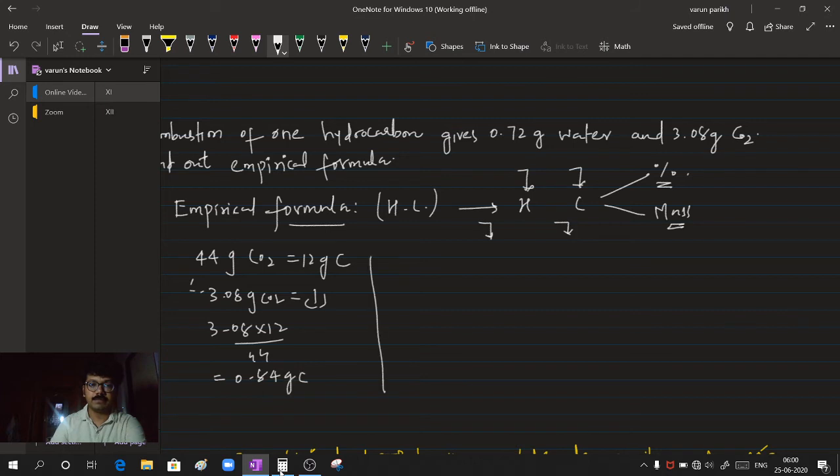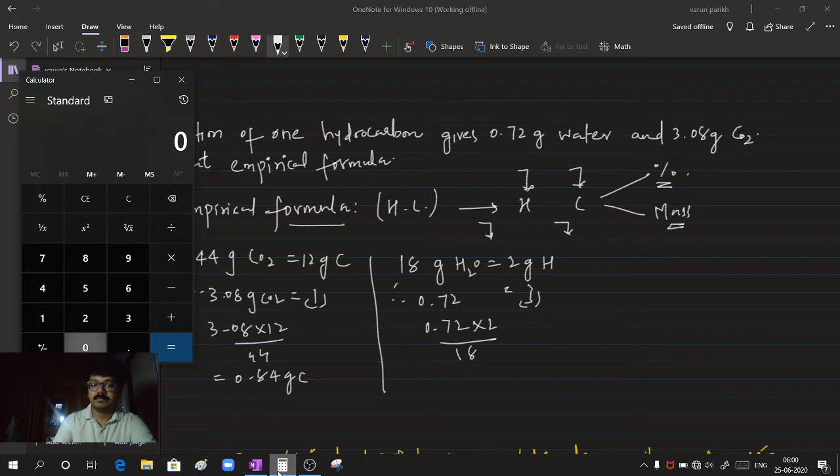Let's go for the hydrogen. So 18 gram water contains 2 gram of hydrogen. That's why 0.72 gram water, how much hydrogen? So 0.72 multiplied by 2 divided by 18, that gives 0.08.